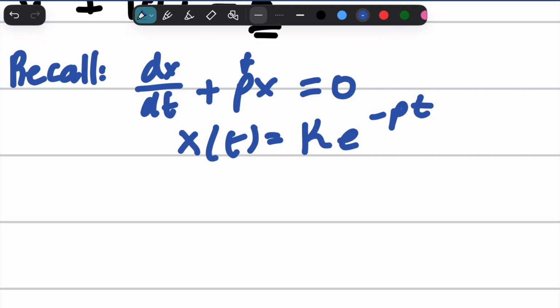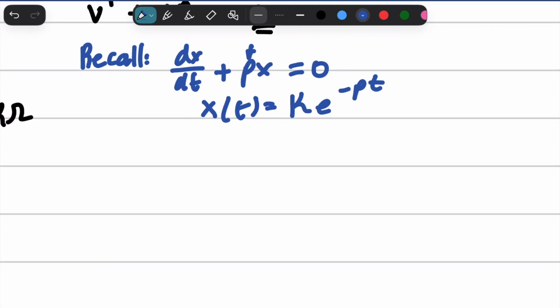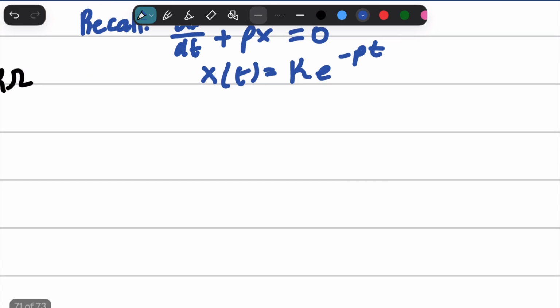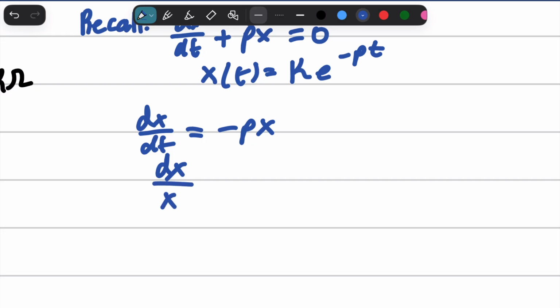Okay? And I'm going to go ahead and just prove that to you guys, even though this is not a differential equations class. I think that it would just be helpful. Anyway, we're going to do a separation of variables. So dx/dt equals negative px, right? We're going to move the px to the other side. Then we're going to divide both sides by x, divide by x, multiply by dt. We're going to get dx over x is equal to negative p dt.